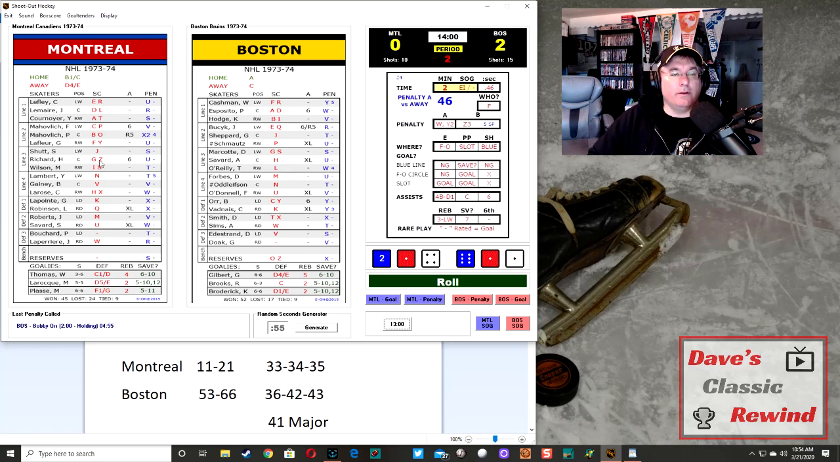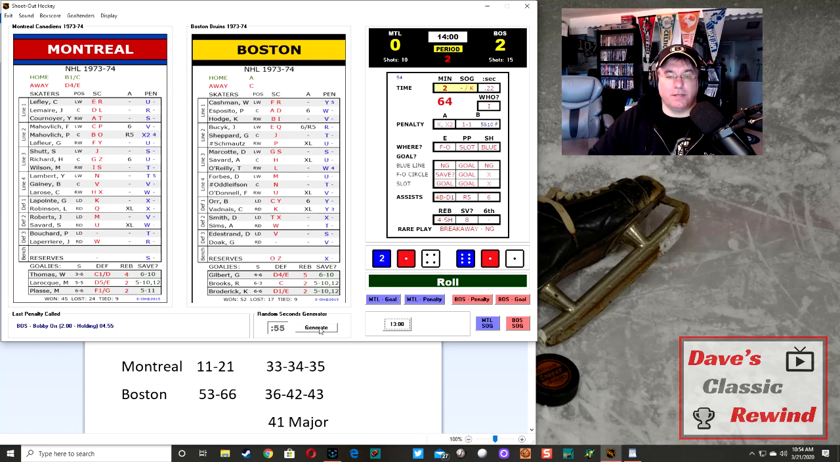F is Lafleur, Guy Lafleur. Now he's on the power play, so we go to here. So it's a little bit more of a higher percentage to score a goal. So Lafleur on the power play. He's going to shoot it from the slot. And from the slot, it's a goal. It's a power play goal for Lafleur.